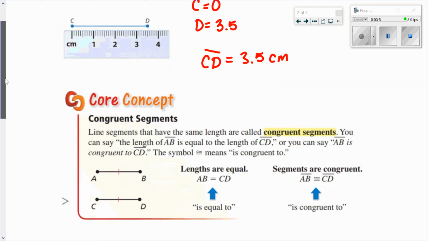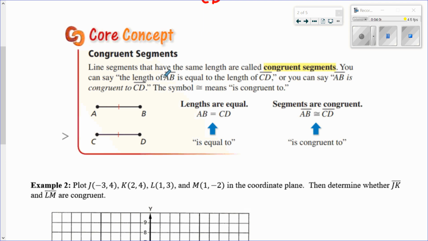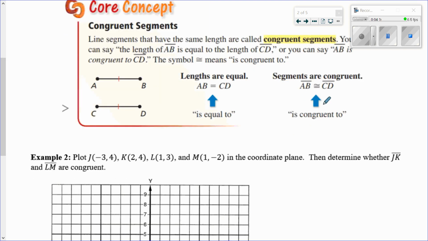All right, let's go to congruence. Line segments that have the same length are called congruent segments. You can say that the length AB is equal to the length CD, or you can say AB is congruent to CD. Congruence usually talks about relationships, and length is just saying that they're equal. Okay? So over here, we're going to plot these points.